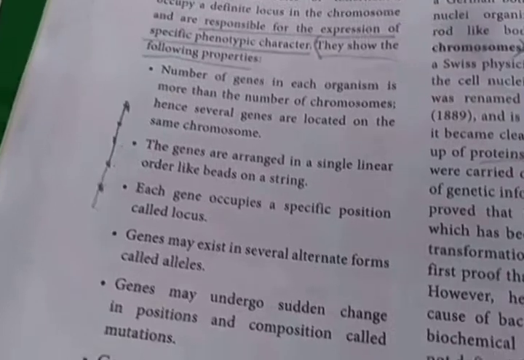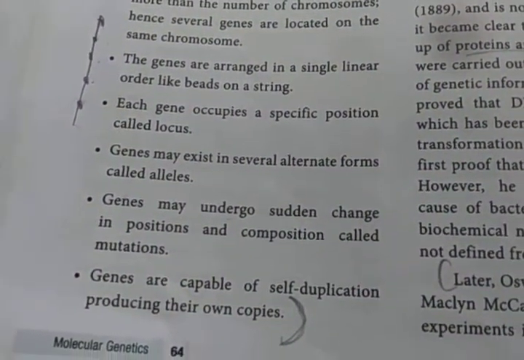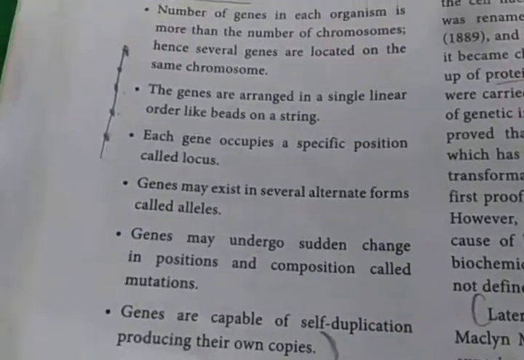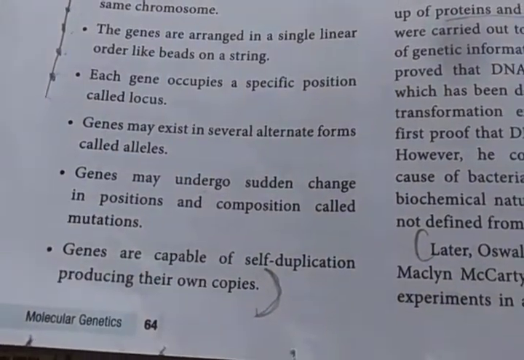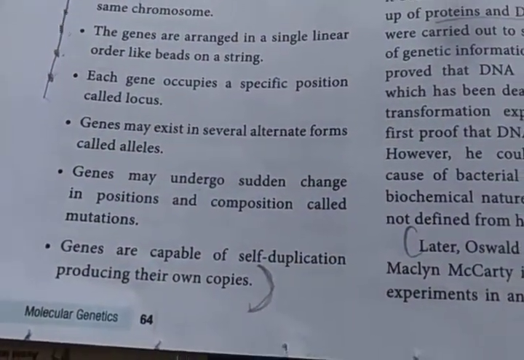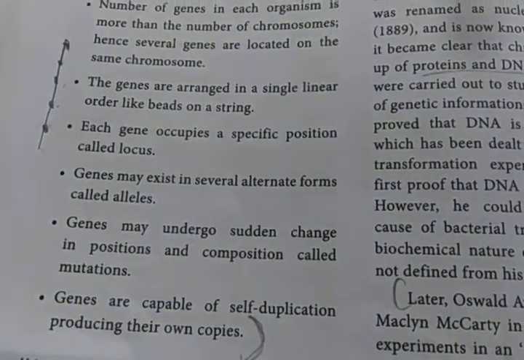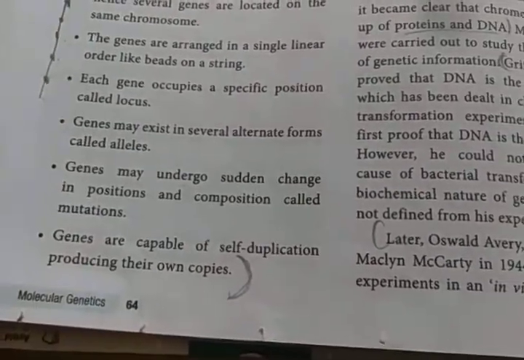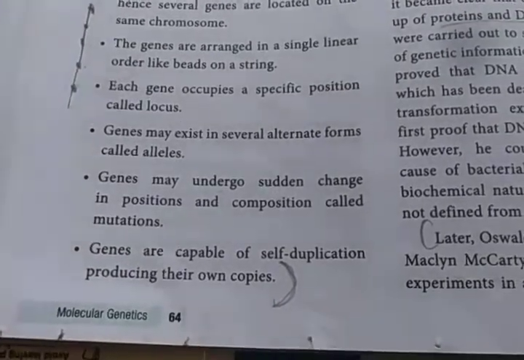Genes may exist in several alternate forms called alleles. So genes can exist in a number of alternative forms, and those alternative forms are known as alleles. Genes may undergo sudden change in position and composition, called mutation. Genes transfer from parents to offspring, and at that time sudden changes may occur in their position and composition. That is known as mutation.